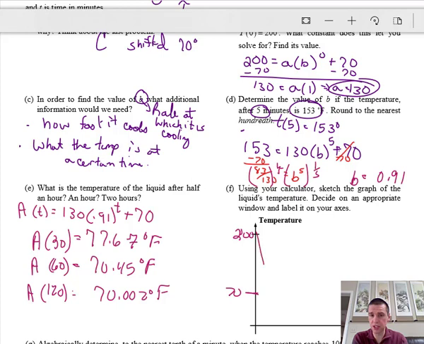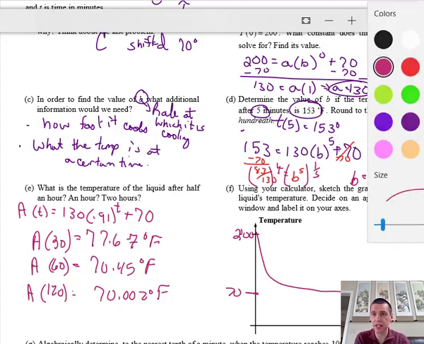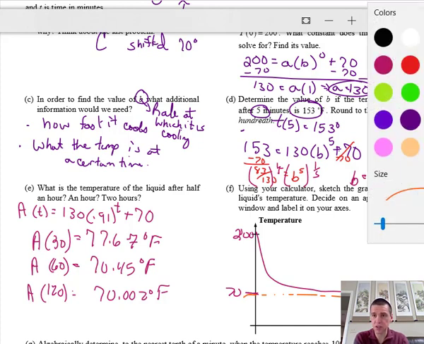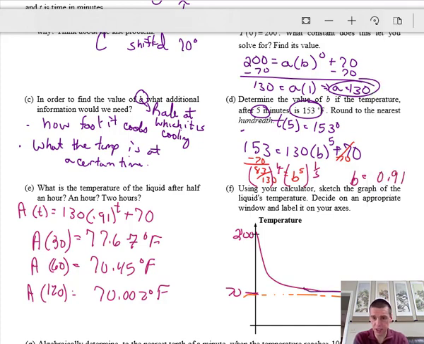So it should look like this, with an asymptote, again, the horizontal asymptote at 70. And it should be very close. So again, it should even be probably looking more like this. But you can use your calculator for that.